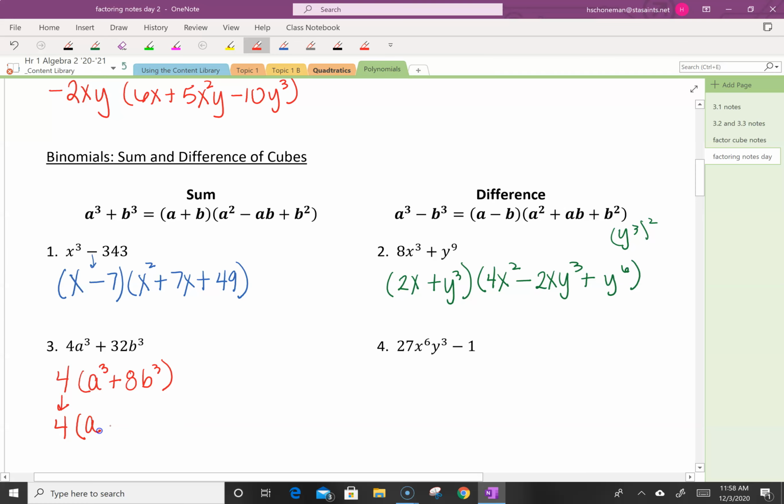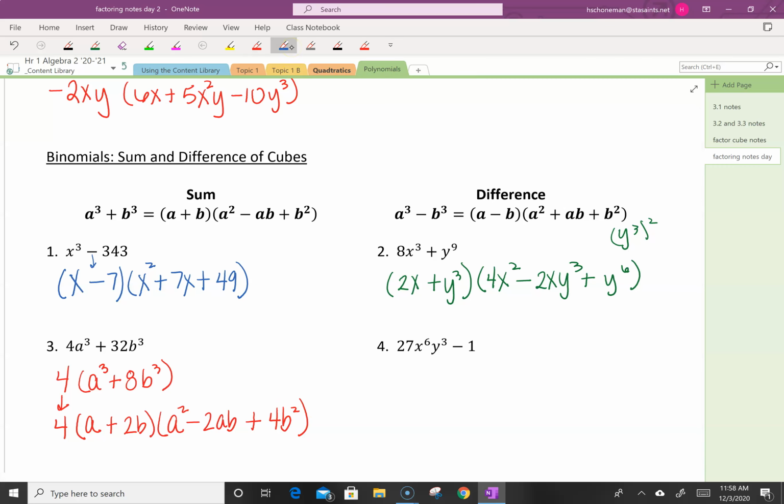Cube root of a cubed is a. The cube root of 8b cubed is 2b. Square the a and get a squared. Change the sign to a minus. Multiply the two things together. Square the last term, and I get 4b squared.